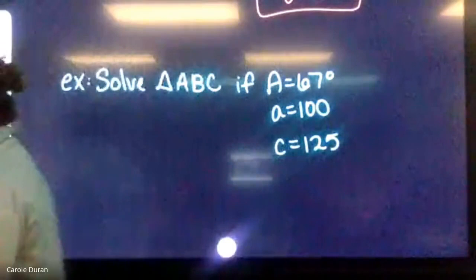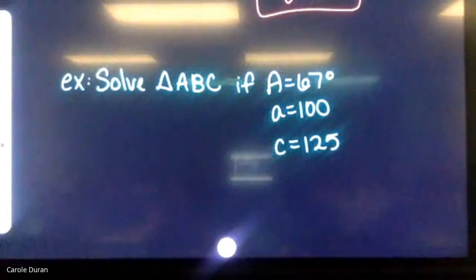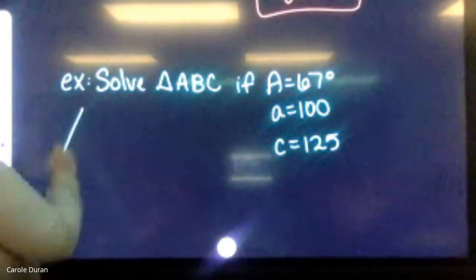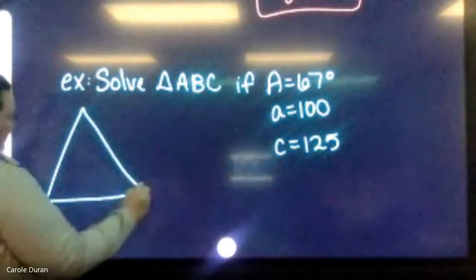So this time we're solving triangle A, B, and C. If angle A is 67 degrees, side A is 100, and side C is 125. It might also help to draw the picture, although you don't necessarily have to, but I always suggest it.